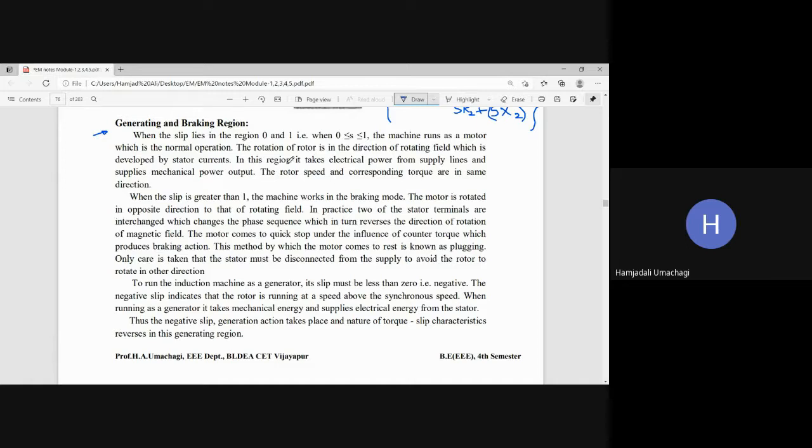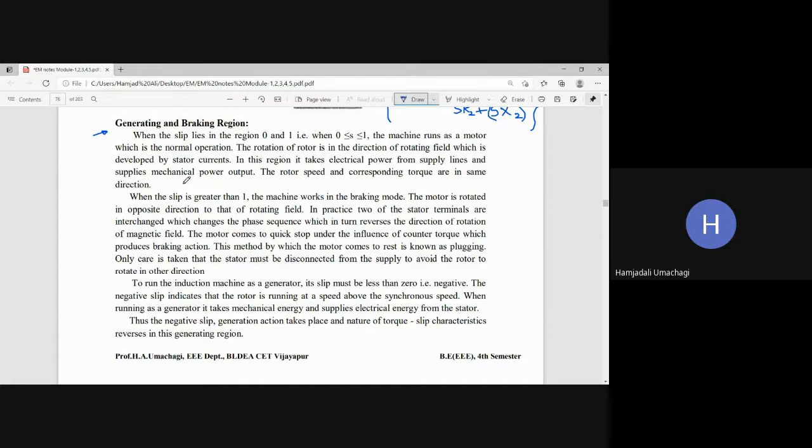So the machine will act as a motor in the range of s equal to 0 to 1. In this region it takes electrical power from the supply lines and supplies mechanical power output. So it behaves as a motor by taking electrical power as input and giving mechanical energy as output. The rotor speed and the corresponding torque are in the same direction as that of the rotating magnetic field.